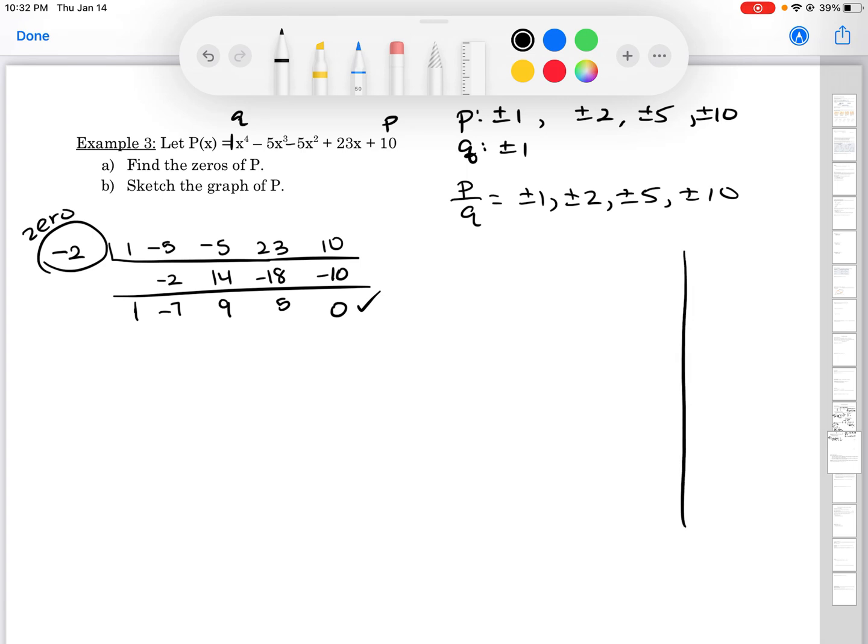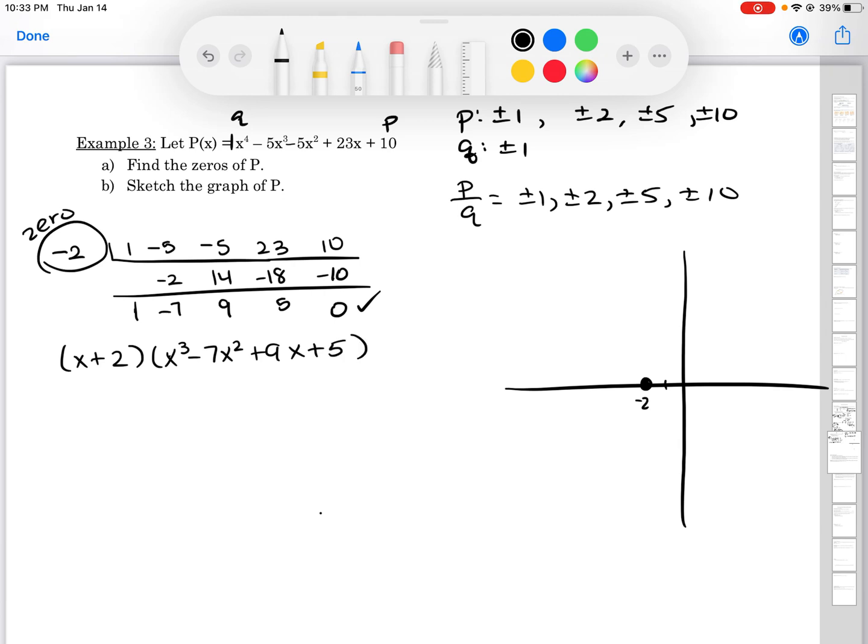So if I'm going to sketch this simultaneously, I can plot that negative 2 on there. I also can continue to factor this. x plus 2 is going to be the factor. And then I go down a degree. So it was the 4th, now we're to the 3rd: 1x to the 3rd minus 7x to the 2nd plus 9x plus 5.